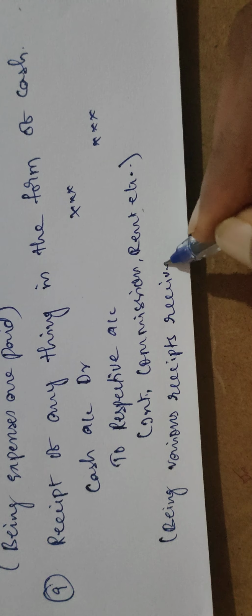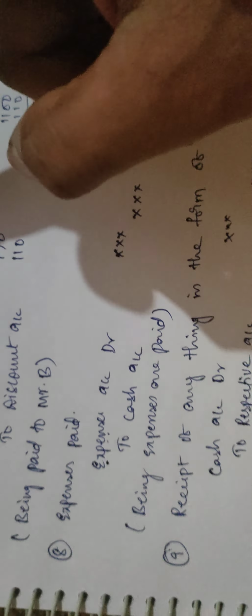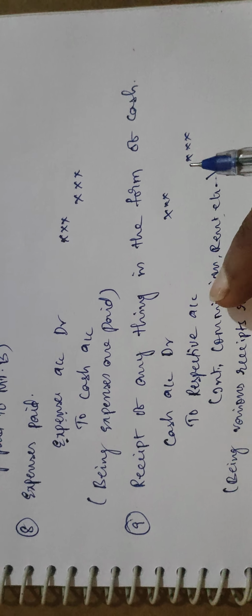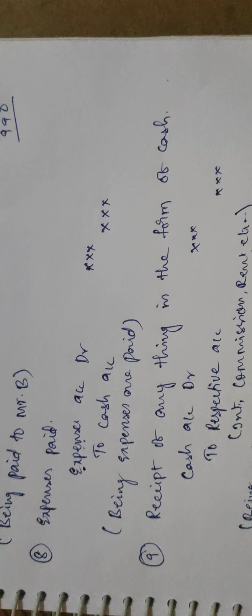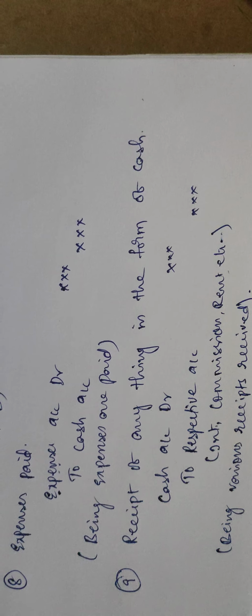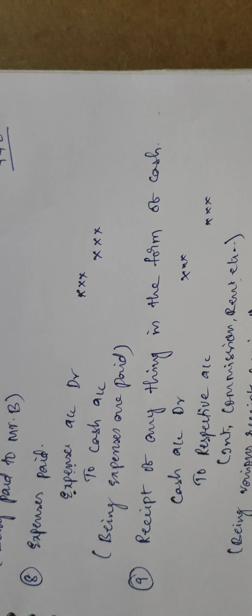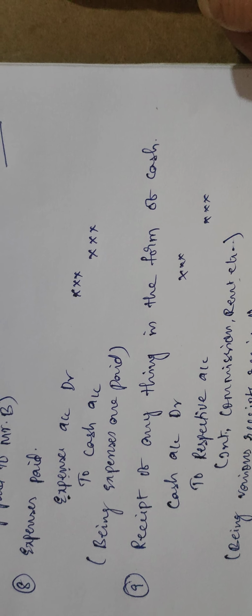Right? So if you are clear about all these nine different categories of journal entries, then you will become perfect in journal entries. In the next session I will explain how to post these journal entries into the ledger.